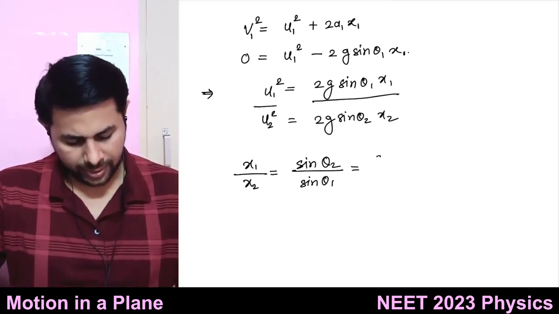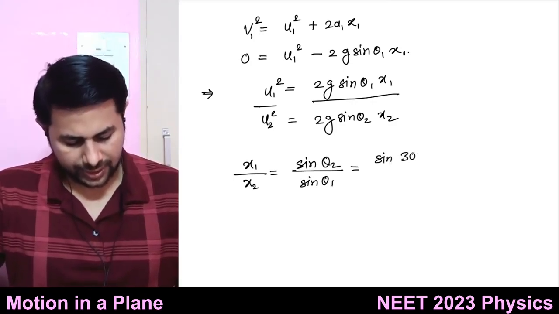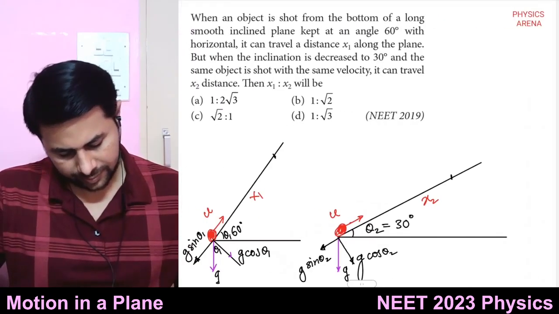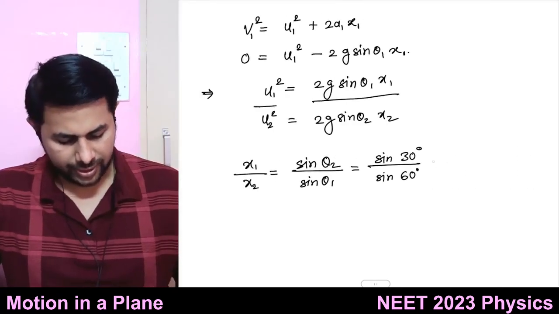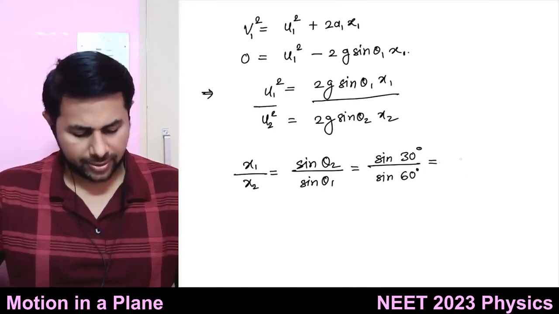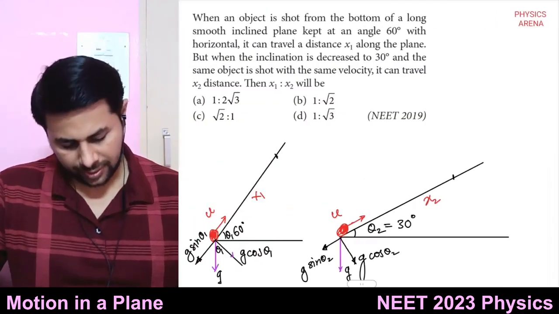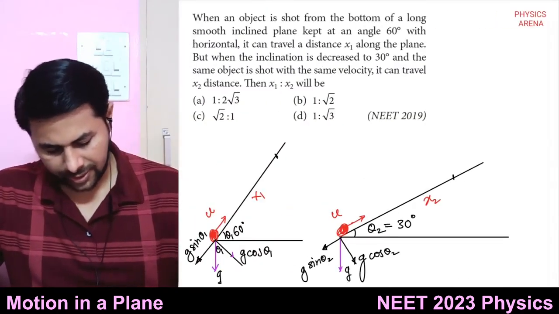Okay, and what is theta 2 and theta 1? This is sine 30 divided by sine of 60 degrees, right, which is 1 by 2 divided by root 3 by 2, or 1 divided by root 3. This is the answer. Okay, so option D is the answer.